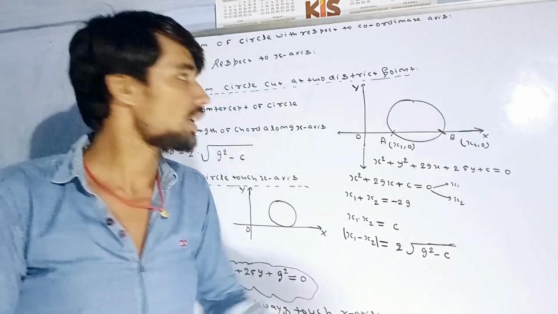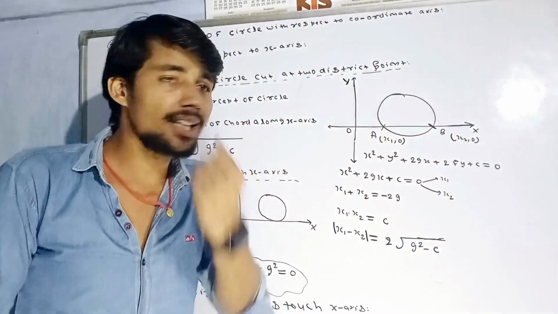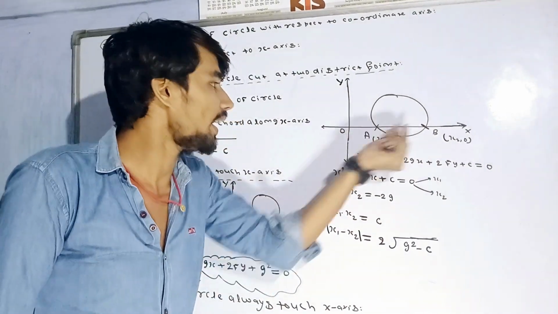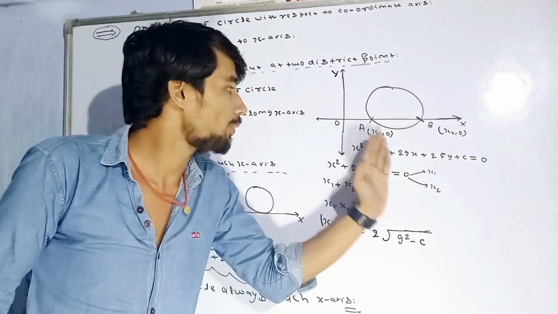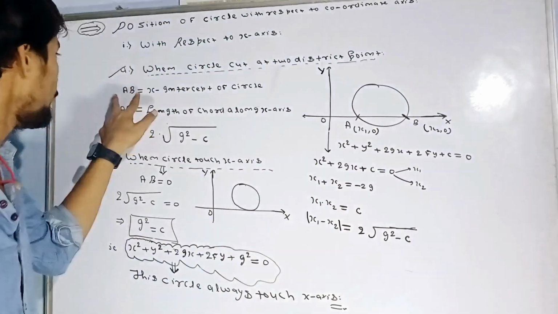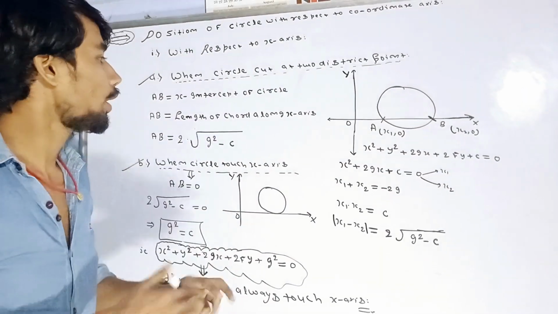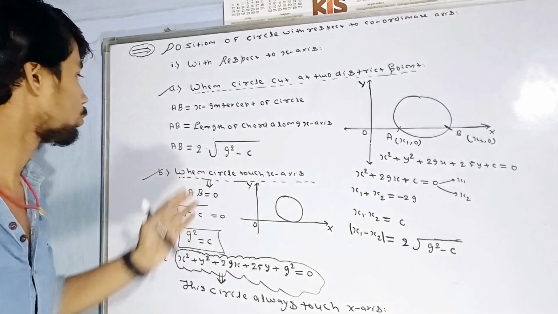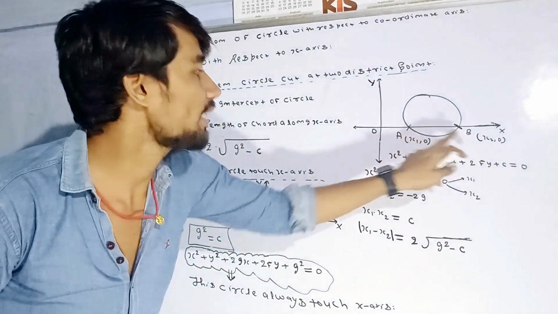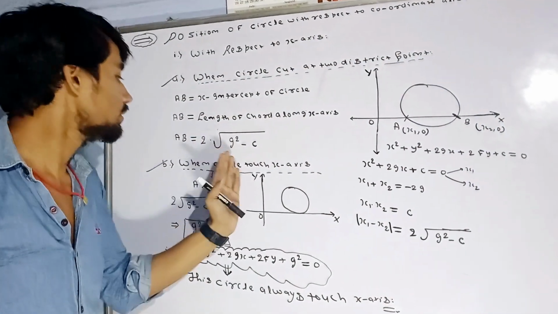When the circle cuts the x-axis at two distinct points, let me assume the points are A and B, with coordinates (x1, 0) and (x2, 0). Then AB is called the x-intercept of the circle. It is also called the length of the chord along the x-axis, and AB is equal to 2 times under root g square minus c.